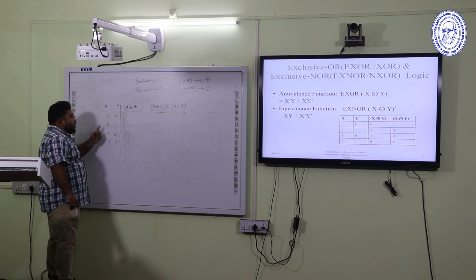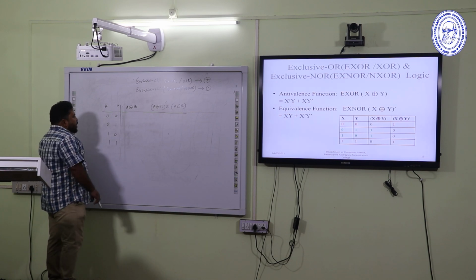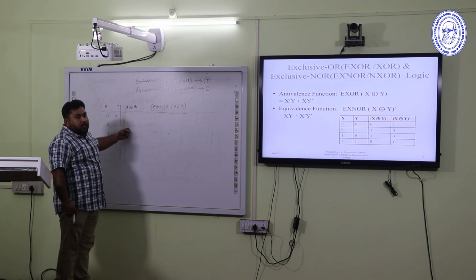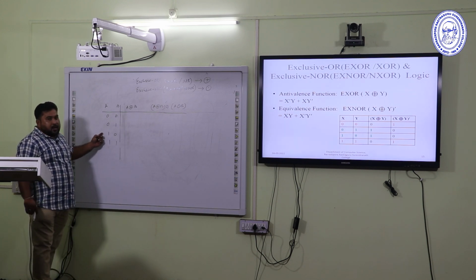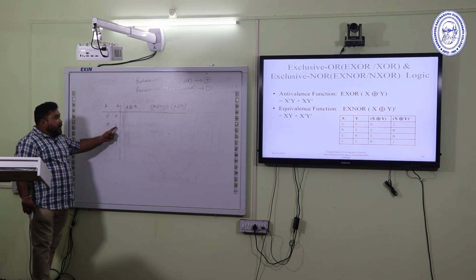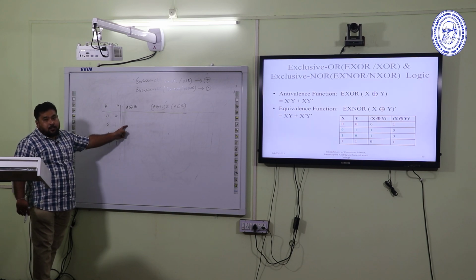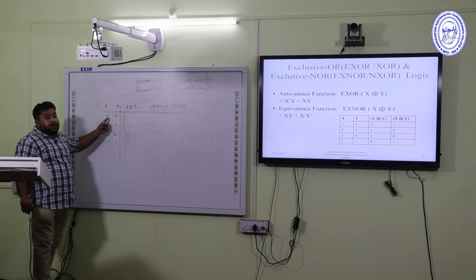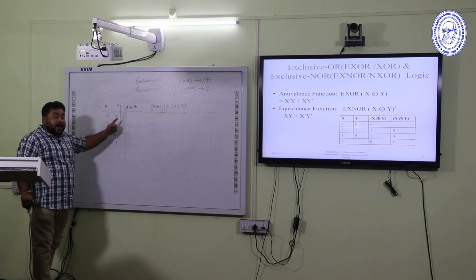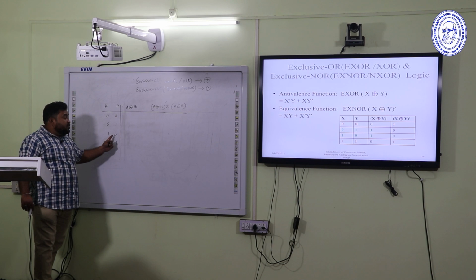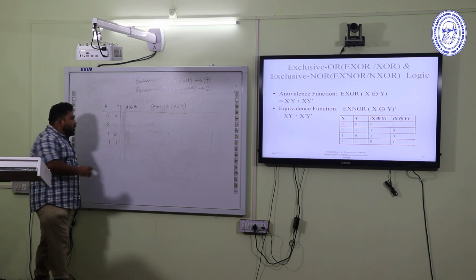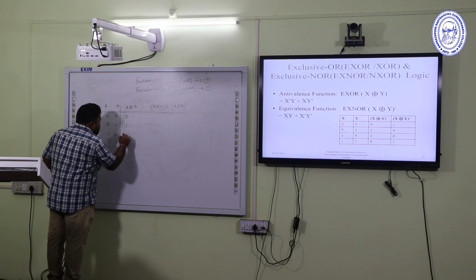There exist four combinations: 0,0, 0,1, 1,0 and 1,1. XOR returns the truth value only if the two values are different. From this example, the value of A is 0 and B is 1, so XOR returns 1. If A is 0 and B is 0, it returns 0. Likewise, if A is 1 and B is 1, it returns 0. But if A is 1 and B is 0, it returns 1. So the outputs are 0, 1, 1, 0.